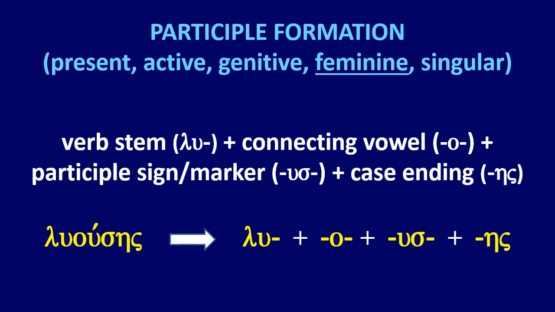And here we have the same word, except it is now in the feminine form. So it's still present active in terms of its tense and voice. In terms of case, it's still genitive. In terms of number, it's still singular. But what's changed is the gender. And so now instead of masculine, it's feminine. But notice how the word changes to luuses. And again, you've got the stem, you've got the connecting vowel, you've got the case ending in the genitive form. And what's changed is your participle sign or marker for the feminine with the upsilon and the sigma there instead of the nu tau for the masculine.